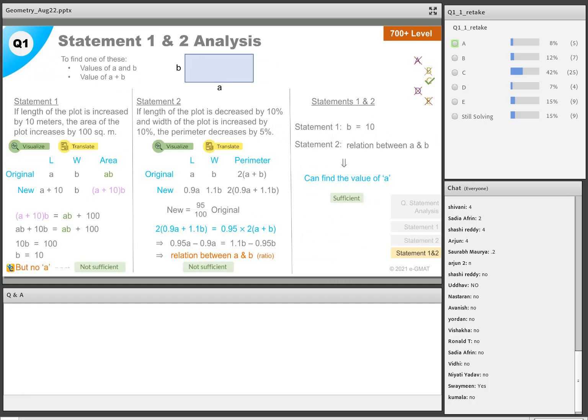Since this is also not working, we then do what? We then mix up both these statements. We use both pieces of information that we got from the two statements and try to find out if together we can reach the answer or not.